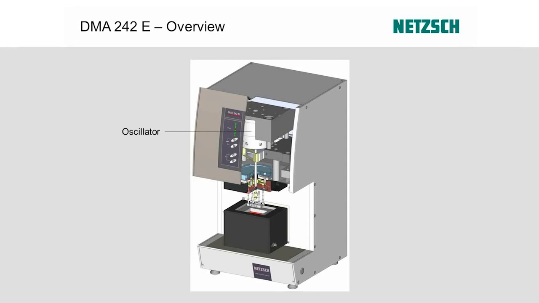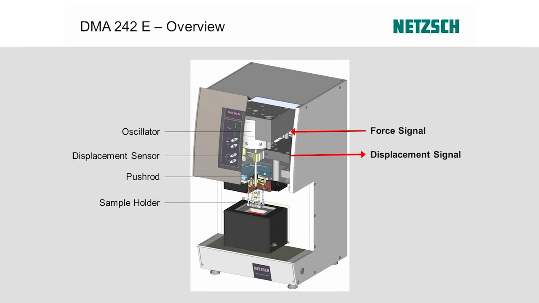So what do we need? We need an oscillator to generate some force. And this force will be transduced via this push rod onto the sample. And in the sample holder where we have our sample, the sample will respond with some displacement that we can measure with the displacement sensor. And from the force and from the displacement, we can calculate our modulus. As I said, we do thermal analysis, so we want to investigate this as a function of temperature.